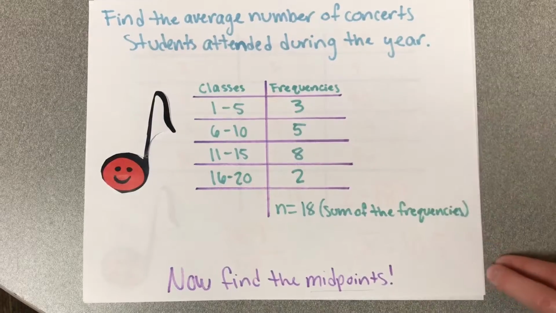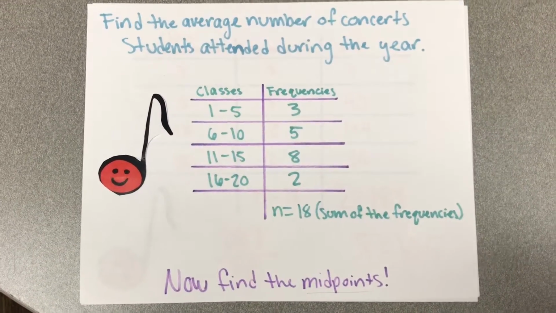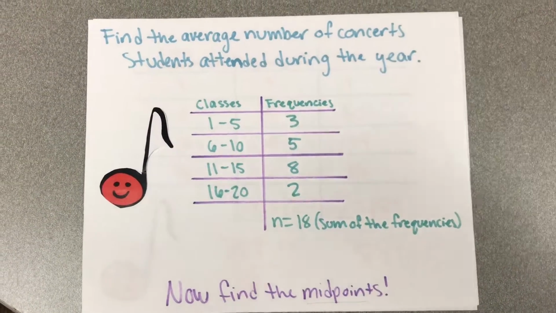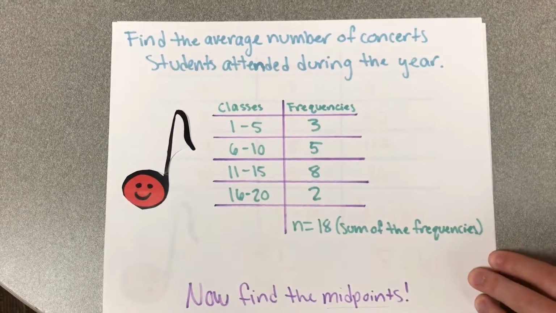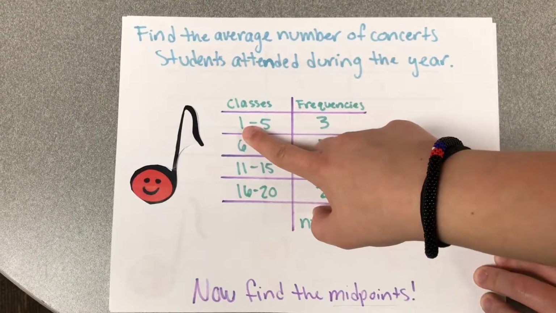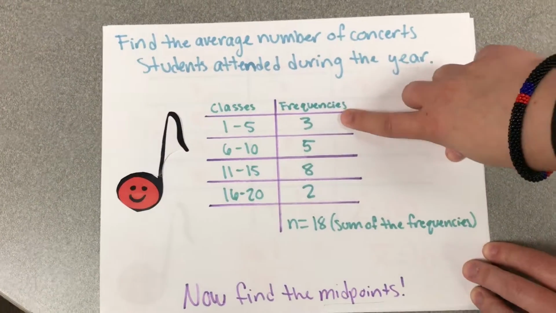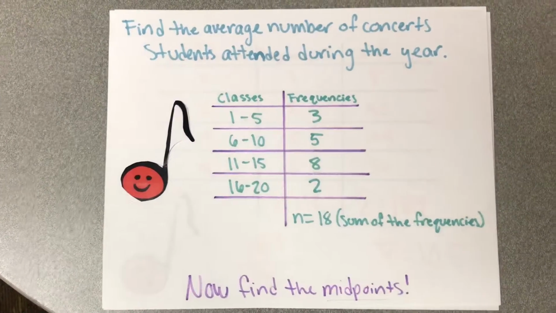These are the overachievers. Since we don't know the exact number of concerts attended by each individual student, we group the students into class ranges, and then pair them with their frequency, seen here. For example, we know that this class is between 1 and 5 concerts, and its frequency is 3 because we know that 3 students attended between 1 and 5 concerts.